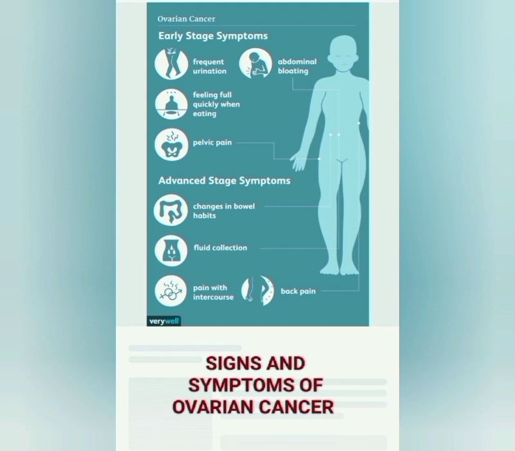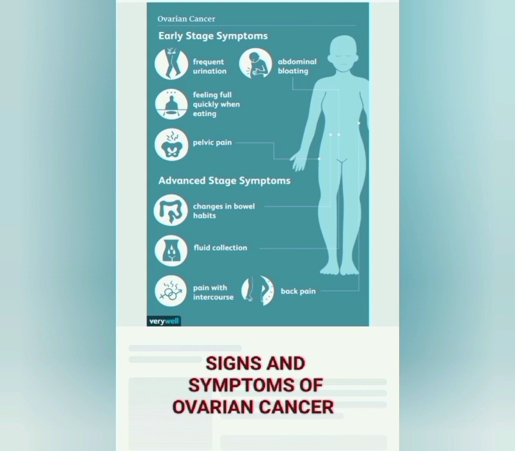Whenever there is a mass, you know that it can produce some pressure symptoms anteriorly, posteriorly, or in the pelvis. So anteriorly, it will lead to frequent micturition, or it can lead to abdominal bloating because it exerts pressure on the stomach, and also a feeling of fullness will be there, and the patient may experience pelvic pain.